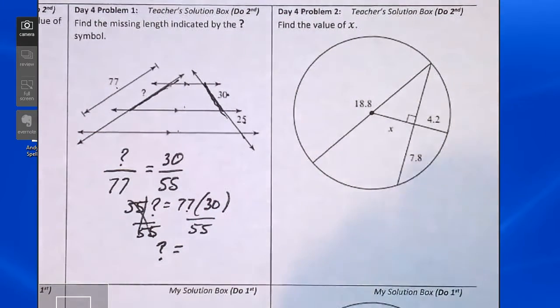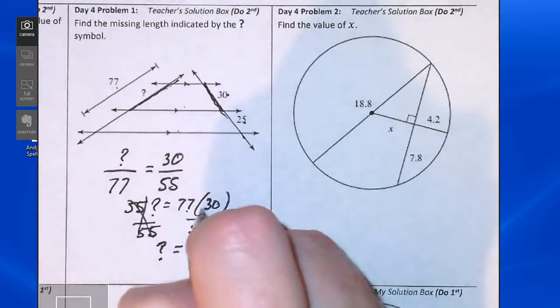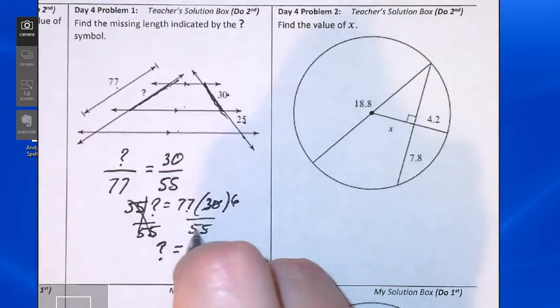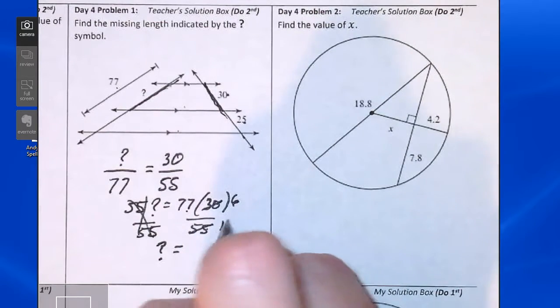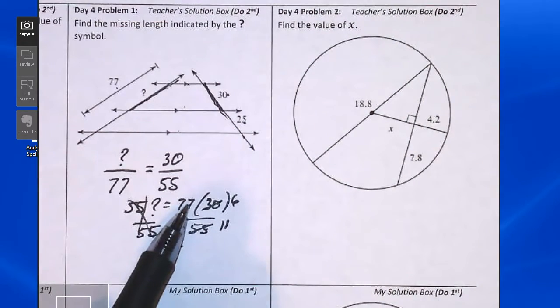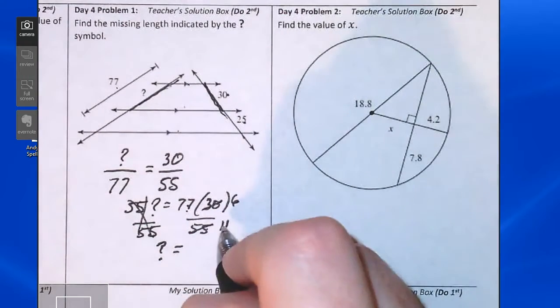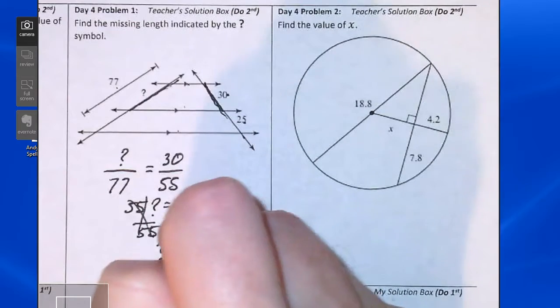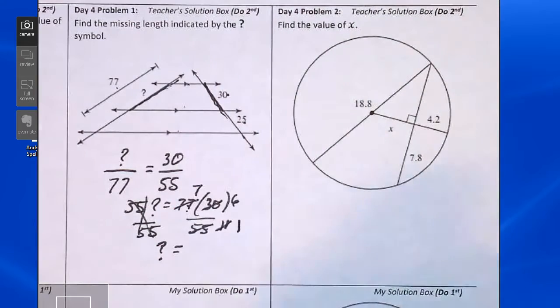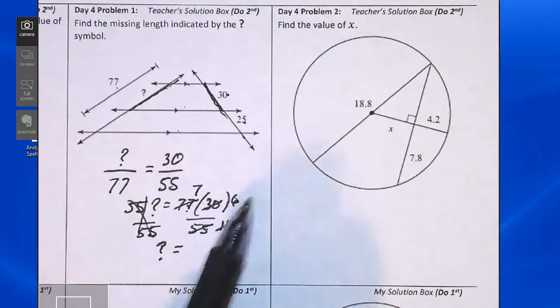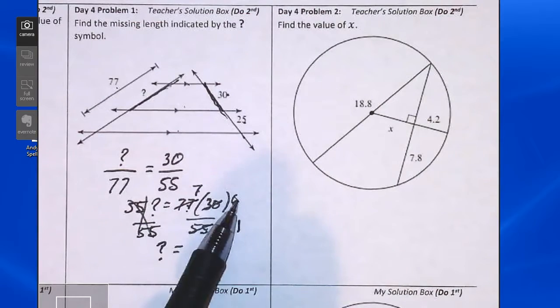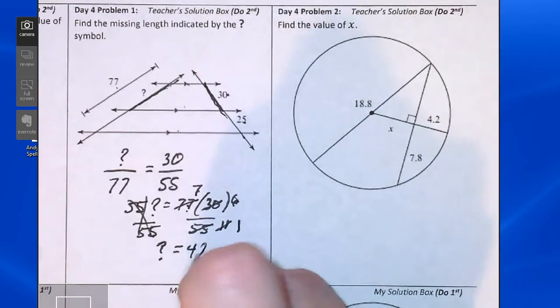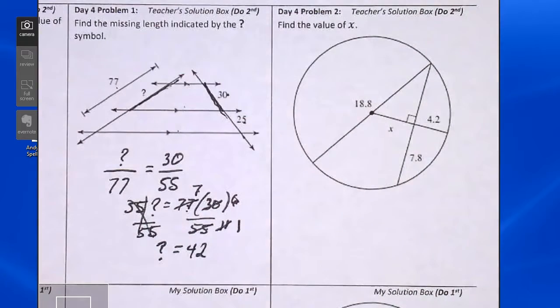Let's reduce this a little bit. 30 and 55 both divide by 5. 30 divides by 5, leaving 6, and 55 divides by 5, leaving 11. Now we can reduce the 77 and the 11. They both divide by 11. So 11 divides into 11 once and into 77 7 times. So what's left after all this canceling is 7 times 6, and that's 42. So our answer for the question mark is 42.